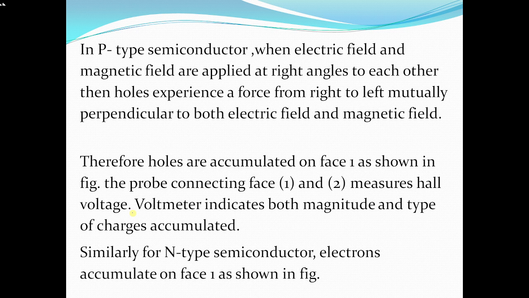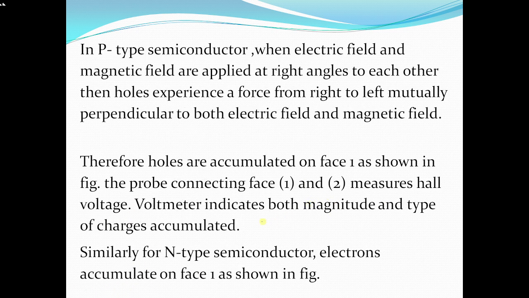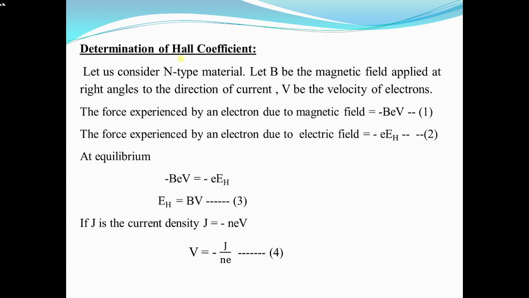Similarly for N-type semiconductors also. So this Hall voltage will be positive for a P-type semiconductor, and for an N-type semiconductor the Hall voltage will be negative. Now see here, determination of the Hall coefficient. The Hall coefficient is represented by RH. Now how to determine the expression for the Hall coefficient?